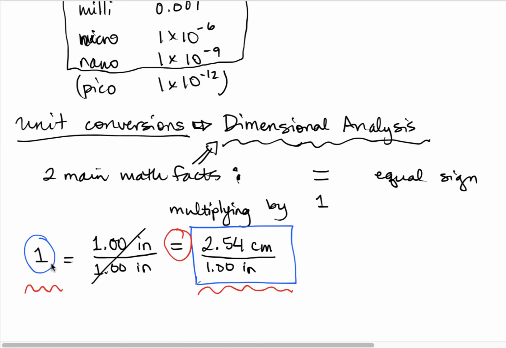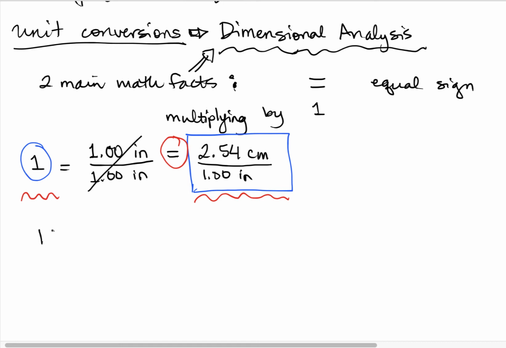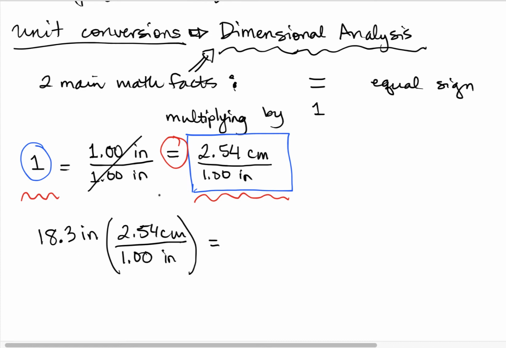And so that means that if I have some other number, like, for example, 18.3 inches, then I can multiply it by 1 in the form of 2.54 centimeters divided by 1 inch, because that's equal to 1. If I multiply these two things together, then I'm not changing this by a factor. It's not like I'm multiplying by 2. It's not like I'm dividing it in half. I haven't changed the quantity.